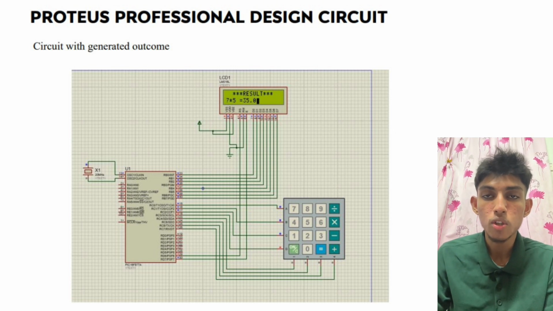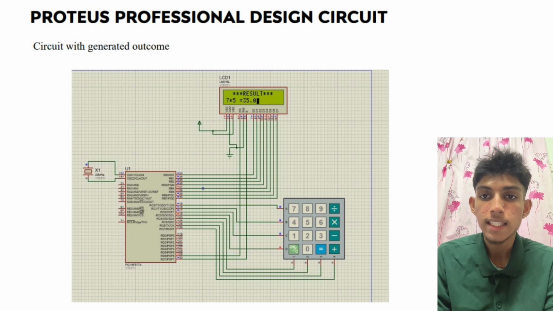Coming to the working of the circuit, first is the input stage. When a key is pressed on the keypad, the microprocessor detects the key press and stores the corresponding number or the operator. The second is the processing stage. Once the user inputs the entire calculation, the microprocessor processes the operation using its arithmetic logic. The microprocessor performs the computation based on the operator and the numbers provided. Coming to the output stage, the result of the calculation is then sent to the LCD screen. The microprocessor sends the necessary data and control signals to display the final result.